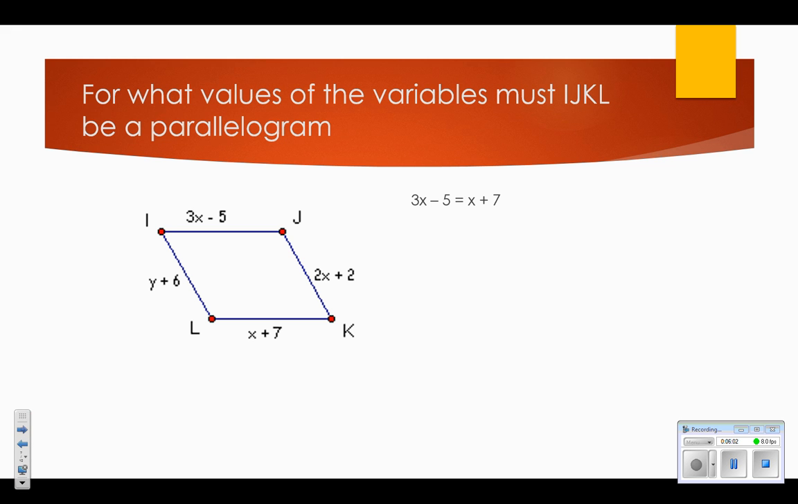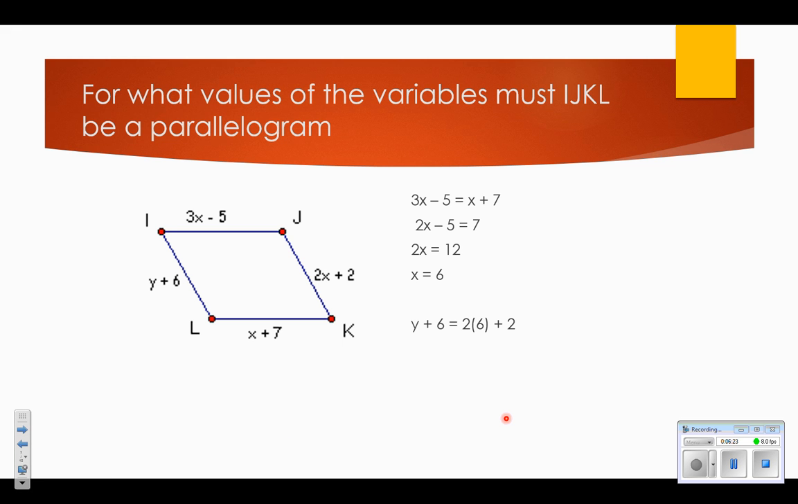Okay. If I subtract x, I get 2x minus 5 equal to 7. If I add 5 to both sides, I get 2x equals 12, and then x equals 6. Now that I know that x is equal to 6, I can plug that into x for the other equation that I'm going to make with the other sides.